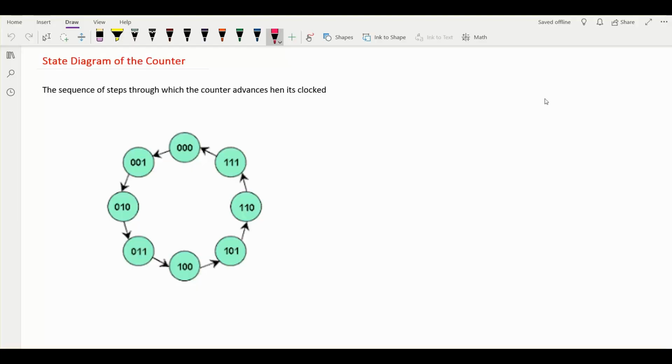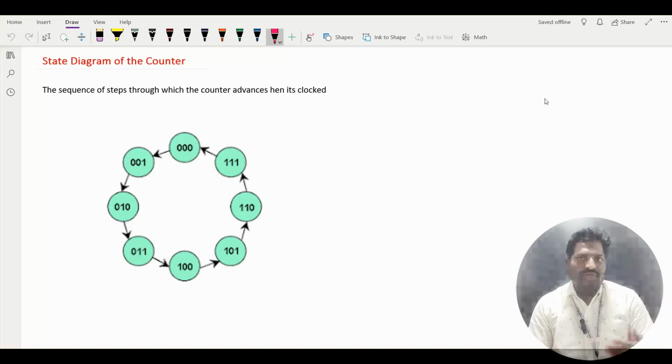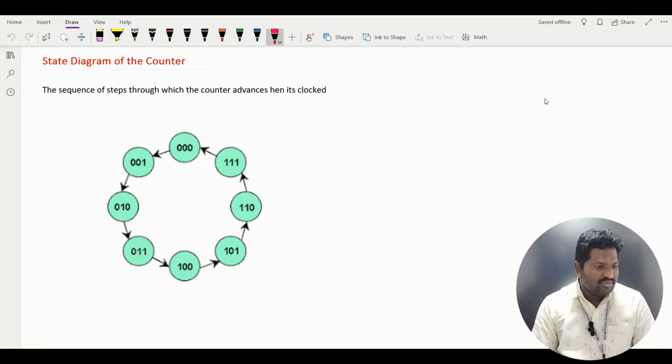State diagram is nothing but the sequence of steps through which the counter advances when it's clocked. So whenever we are triggering the clock pulses, it goes to the next state. Suppose here, this is the diagram mentioned for a 3-bit counter. Initially we have a state of 000.